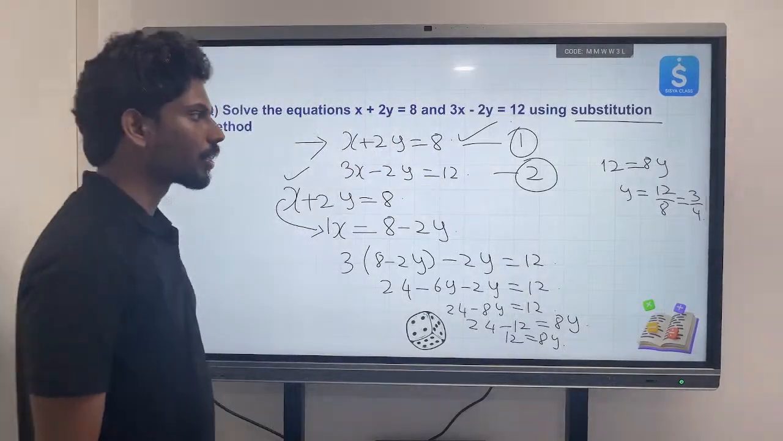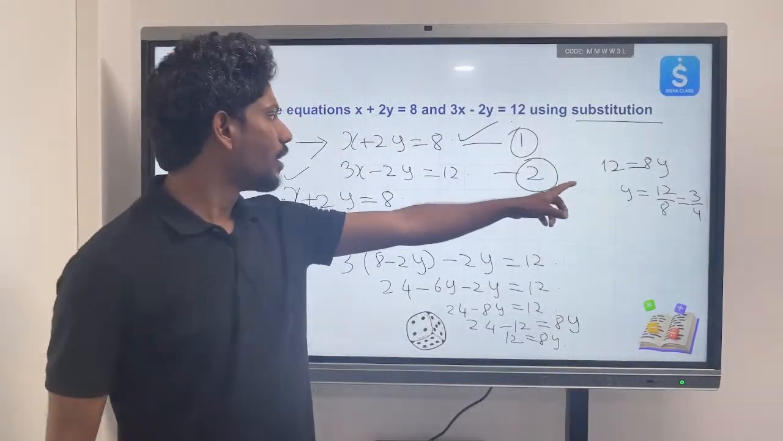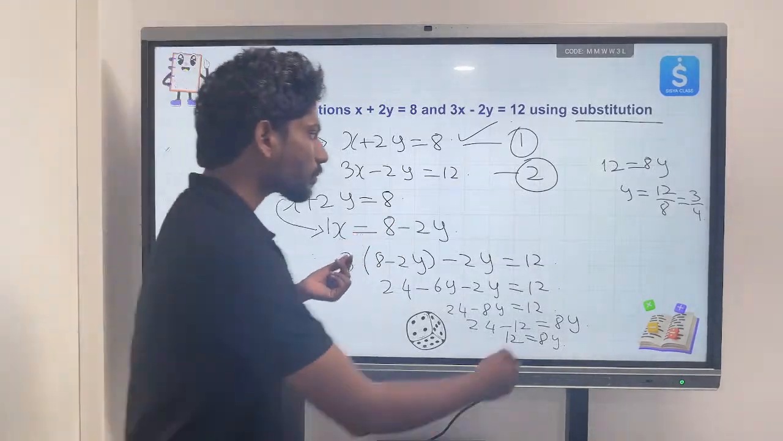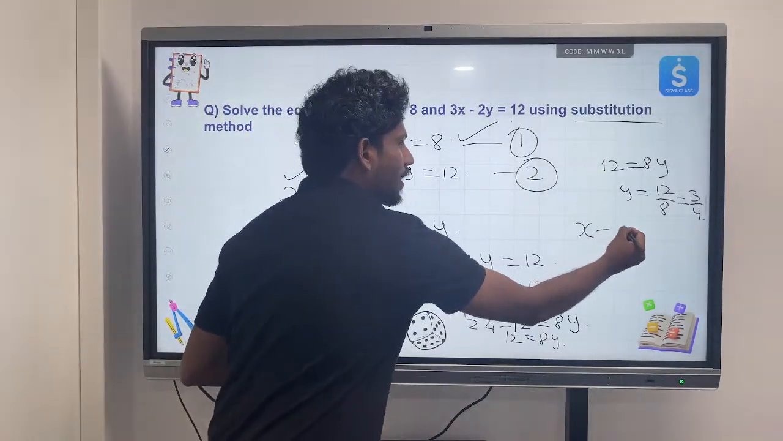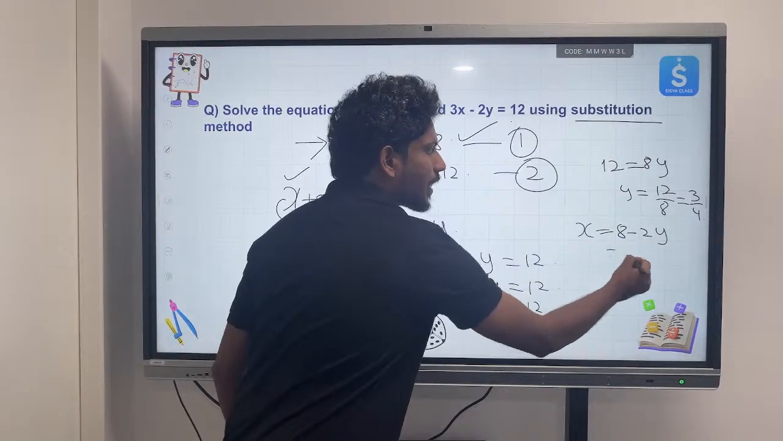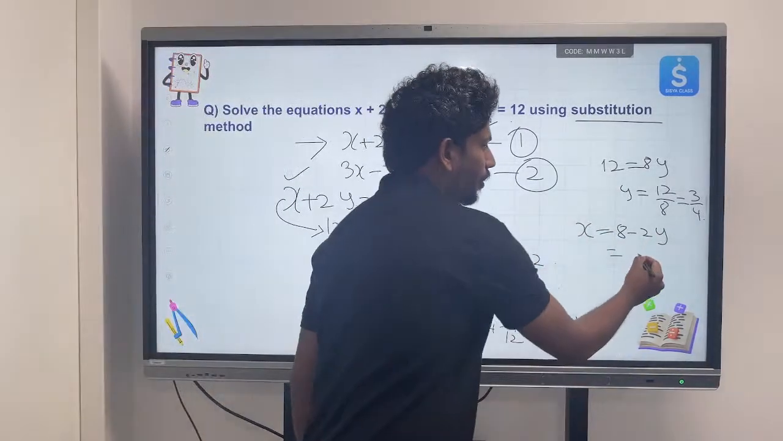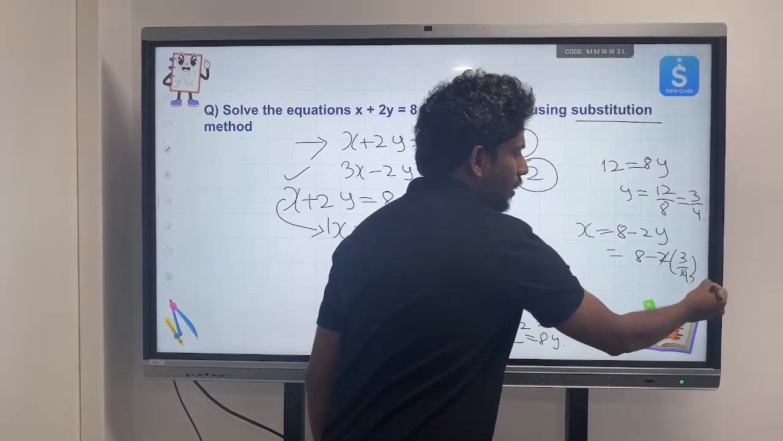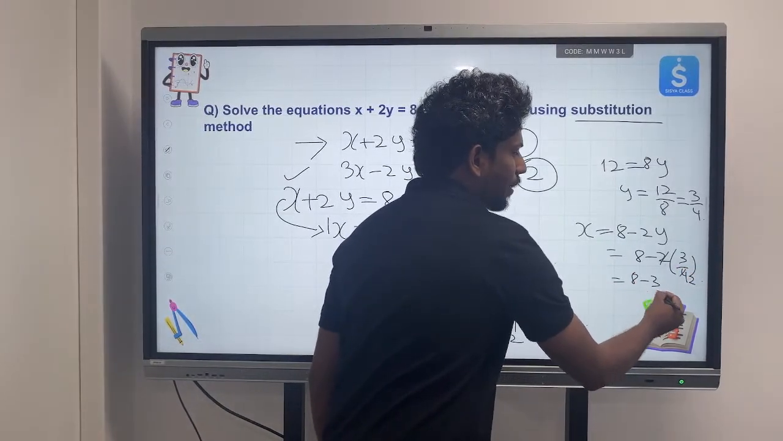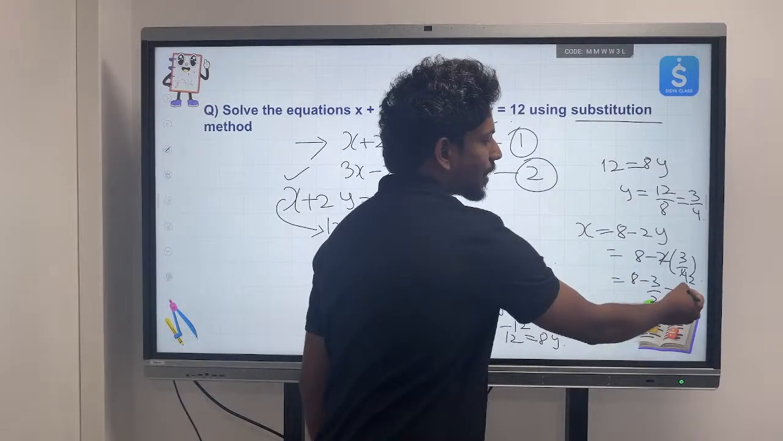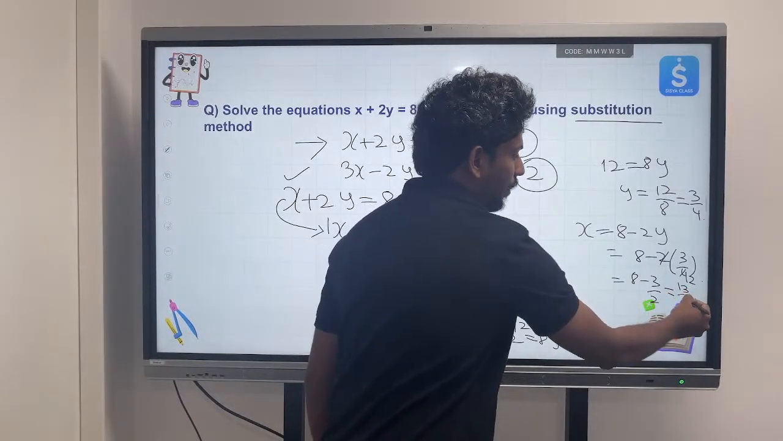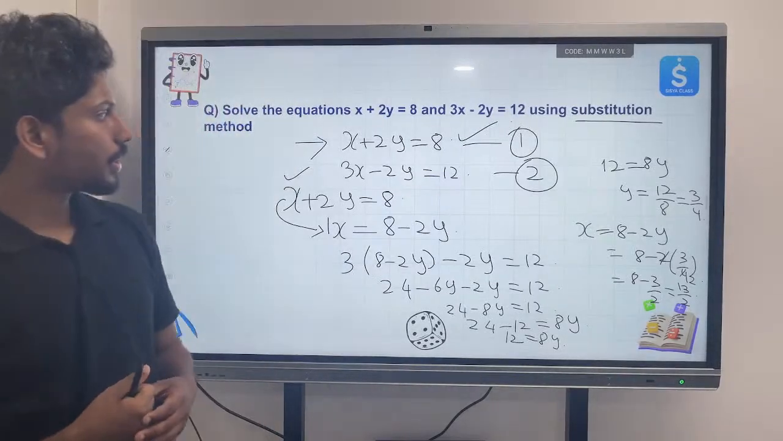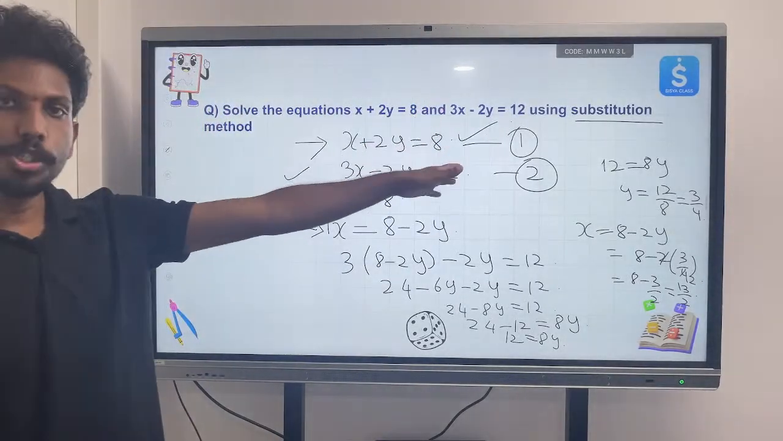It's done. You got the value of y to be how much? 3 by 4. Once you got one of the variables, can you substitute it in the other? That is x equals 8 minus 2y. Just in place of y, substitute 3 by 4. 8 minus 2 into 3 by 4. So this will be 8 minus 3 by 2, which will be 16 minus 3, that is 13 by 2, right? This is how you will find the solution using the substitution method.